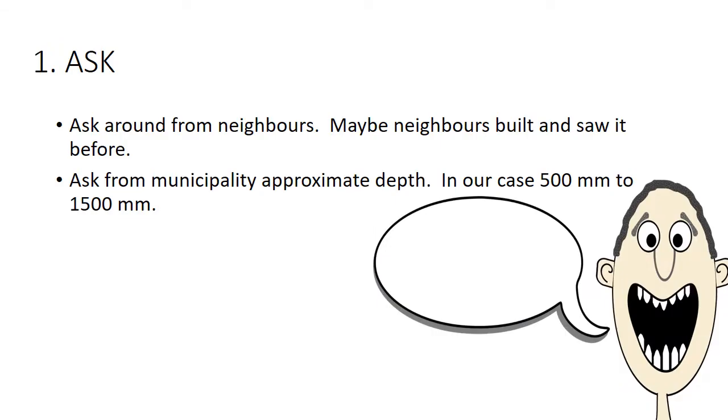The first tip is that you can ask around from neighbors. Maybe people built and during the building process they saw actually where the pegs are. I did ask around here and people could not help me, but it was a good starting point. I asked the municipality, since then I will have to look for the pegs. How deep is it, more or less? In our case, they told me they can't specify what depth it is. It can be 500 millimeter to 1500 millimeter deep.